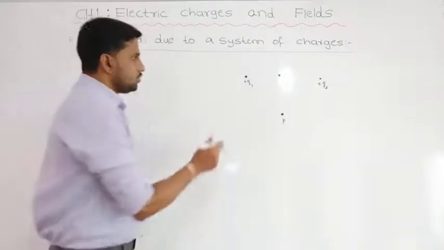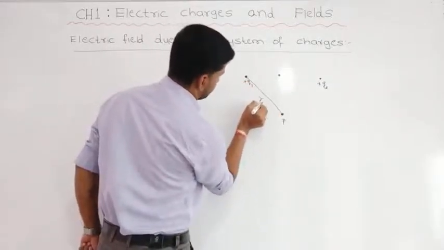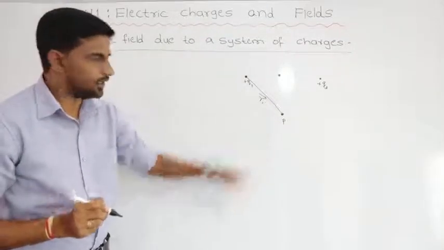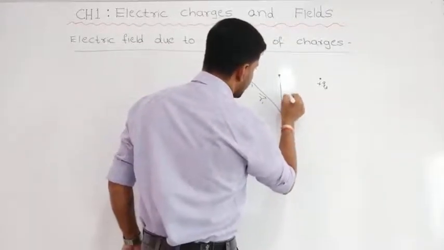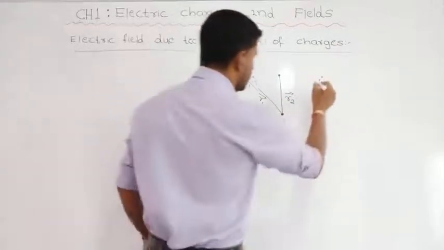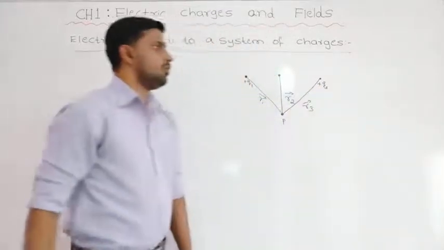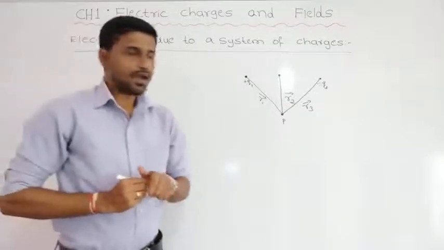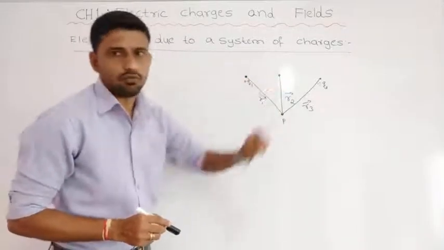Now I am going to take R1 vector as the displacement vector from charge Q1 to point P, and R2 vector as the displacement vector from charge Q2 to point P. And R3 vector is the displacement vector from charge Q3 to point P. Now I want to find the electric field at point P due to these three charges.